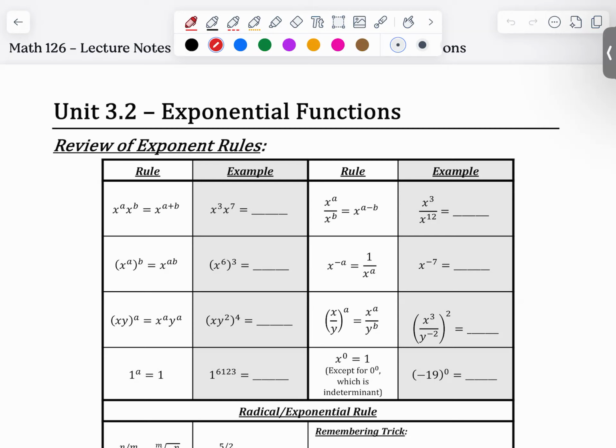But when we're talking about exponential functions, I just want to do a quick review of exponent rules because it never hurts to go over these ones, especially since they're already very useful, but they'll be especially useful in calculus if you plan on taking 181.